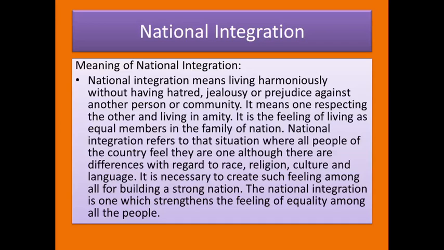National integration refers to the situation where all people of the country feel they are one, although there are differences with regard to race, religion, culture, and language. The national integration is one which strengthens the feeling of equality among all the people of the country.